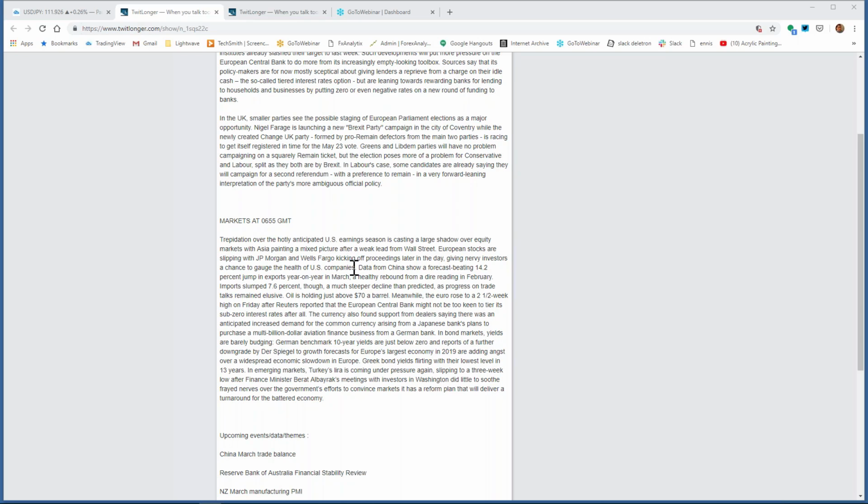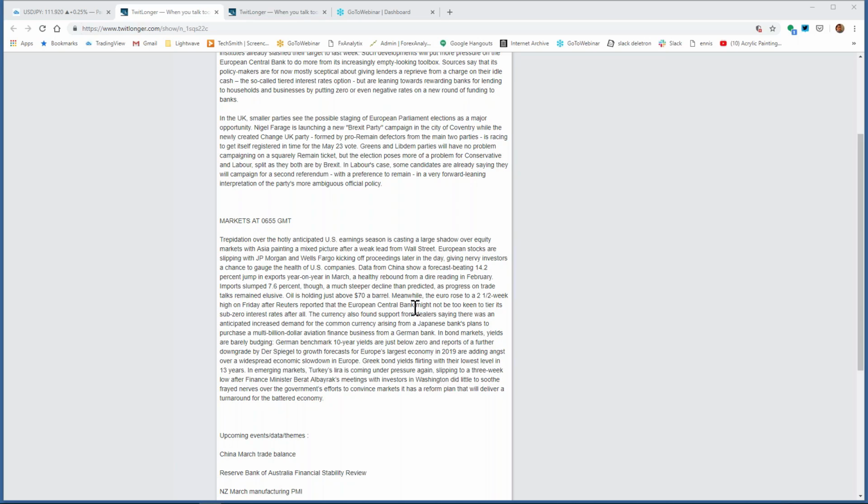of U.S. companies. Data from China is showing a forecast-beating 14.2% jump in exports year on year in March, a healthy rebound from a dismal reading in February, as imports slumped 7.6%, though a much steeper decline than predicted, as progress on trade talks remained elusive. Oil is holding just above $70 a barrel.